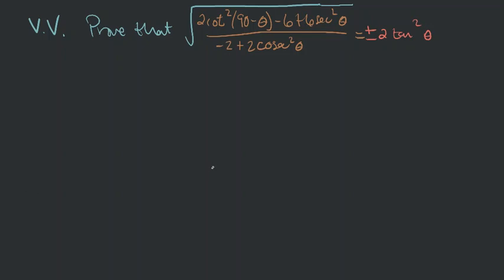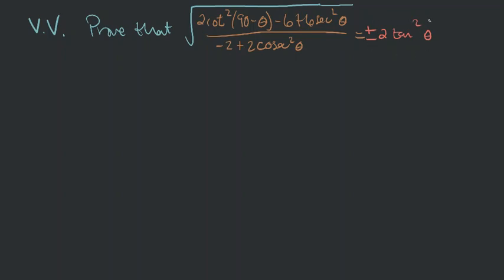Okay, I'd like to do another one here. This one's VV. So we have an identity to prove here that the square root of all this orange stuff is going to equal plus or minus 2 tan theta. So how are we going to do that?